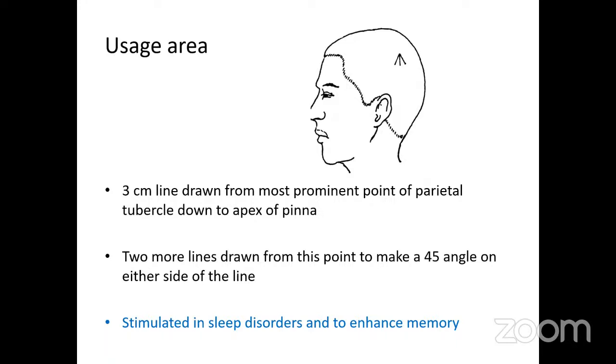This is again from the most prominent point of the parietal tubercle. Now you have to draw two lines going down towards the pinna, forming an angle of 45 degrees. Your books mention 40 degrees. Other books mention 45 degrees. So 40 to 45 degrees, after all, it's an area, so you need not be very, very accurate. This is called the usage area. It is for insomnia.